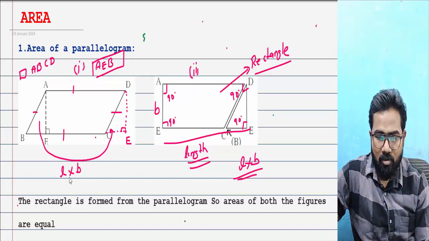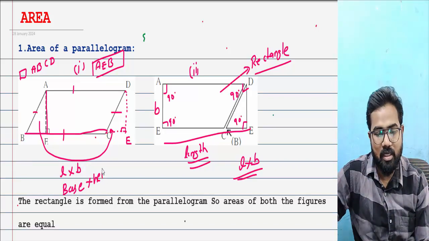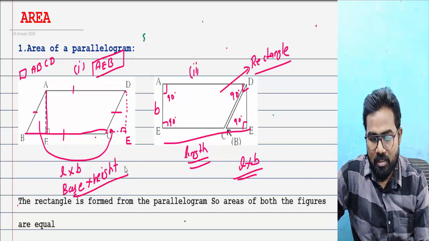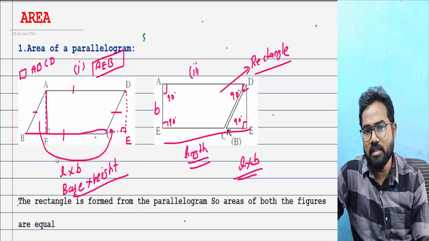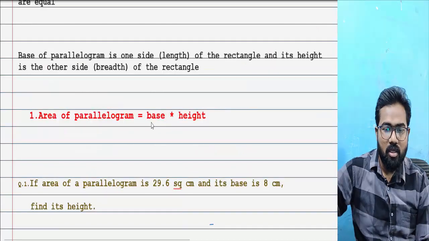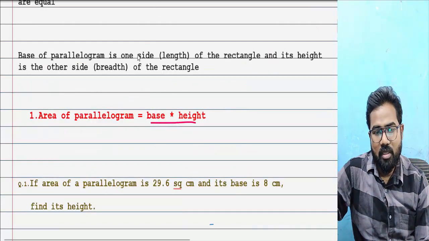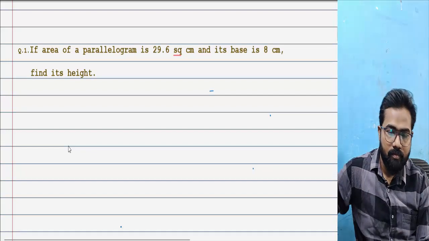But students, in the parallelogram we are not going to take length. Length will be considered as the base, that is this part, and this part will be considered as the breadth, that is the height. Here we will take the height. But the meaning is the same: base into height and length into breadth. In terms of the rectangle it is length into breadth, but in terms of the parallelogram it is base into height. Area of this parallelogram is base into height.